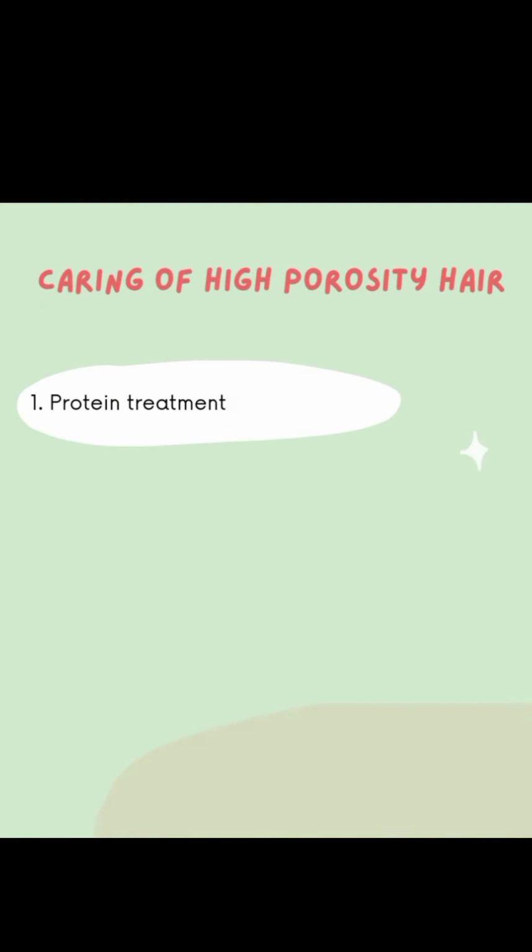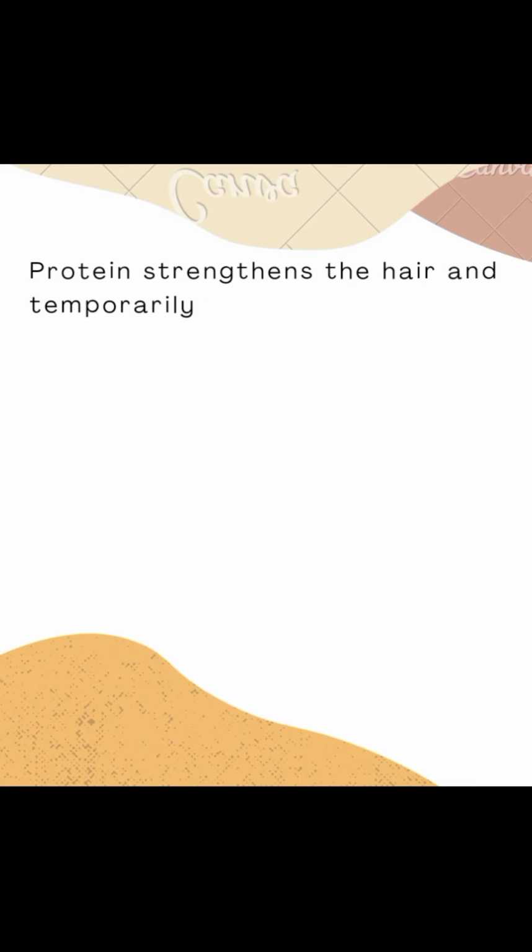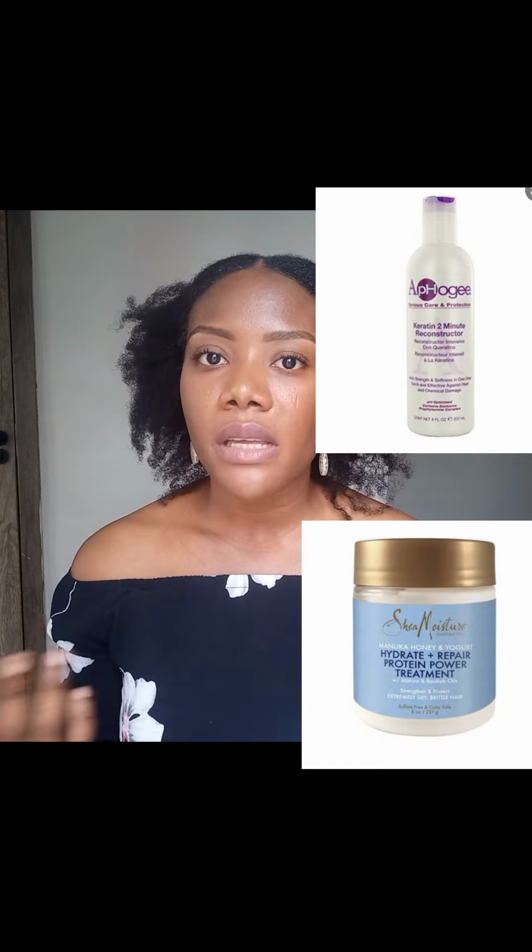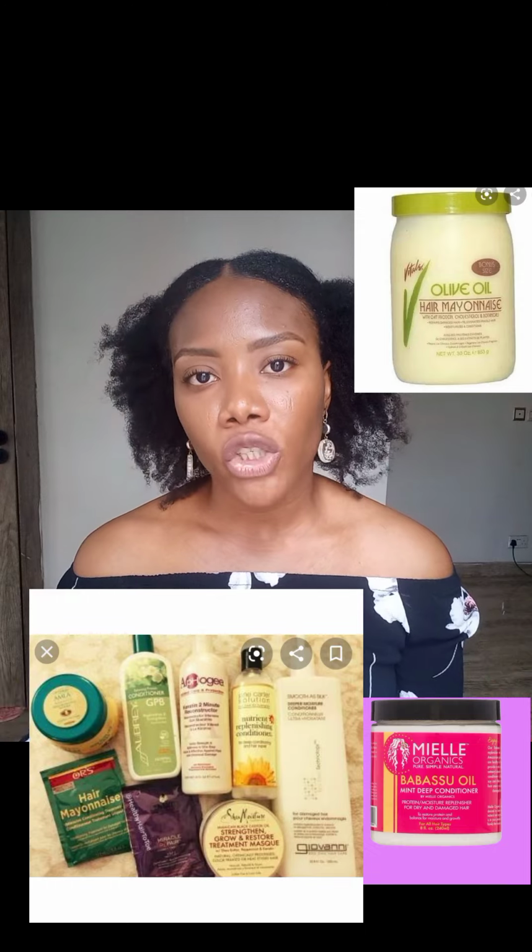Now, when it comes to caring for high porosity hair, the goal is to help the hair retain moisture and also to reduce or temporarily reverse the damage that has been done to the hair cuticle. So the first thing you want to do would be to incorporate protein treatments in your regimen. Protein helps strengthen the hair, it patches up damaged parts of the hair, and it also conditions the hair. So you'd want to incorporate a heavy protein treatment once a month, and you can also use a light protein treatment in between your wash days.